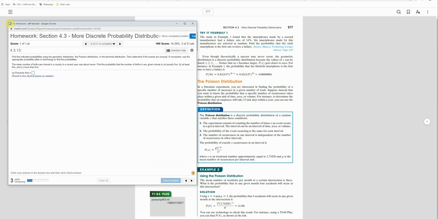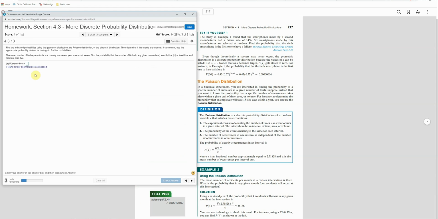So here's the problem I'm going to be looking at to show you how to do it on Excel, make life easy. Find the indicated probabilities. This is number 8 on 4.3. Using the geometric distribution, the binomial, or Poisson, determine if the events are unusual. Remember, unusual means that it's less than 5% chance. So after we do the probability, if I have 0.05 or less, that's 5%, then it's unusual. If convenient, use probability table or technology. Well, it's very convenient to use technology, so let's do that.